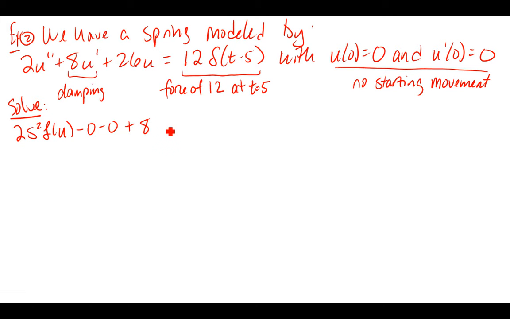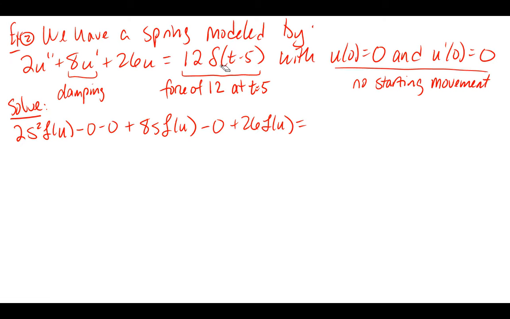8 times u prime, so I get 8. Remember, the Laplace of u prime, or y prime, is s times Laplace of u, minus 0, again, because u of 0 is 0, so that's nice. And then I have 26 Laplace of u's. Now on the right-hand side, I have to do the Laplace of this stuff. Well, a coefficient is no problem. That just comes along, so I get 12. And the Laplace of the delta function, or the impulse function, that's rule number 11, I think. It gives us just an easy transform, e to the negative 5s.